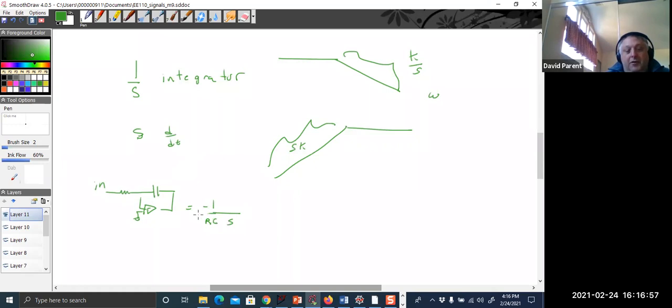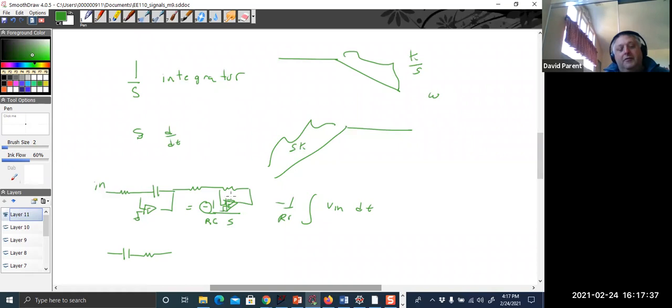But you can have a circuit where this is 1 over RCS, and that's an integrator. So what that would be is 1 over RC. Of course, you'd have to switch things. And if you had this, it would turn it into a differentiator. And if I didn't want this, I could put it into another inverting gain stage.